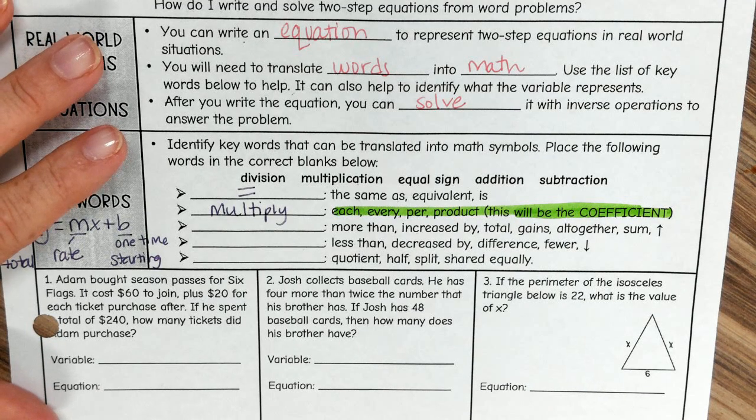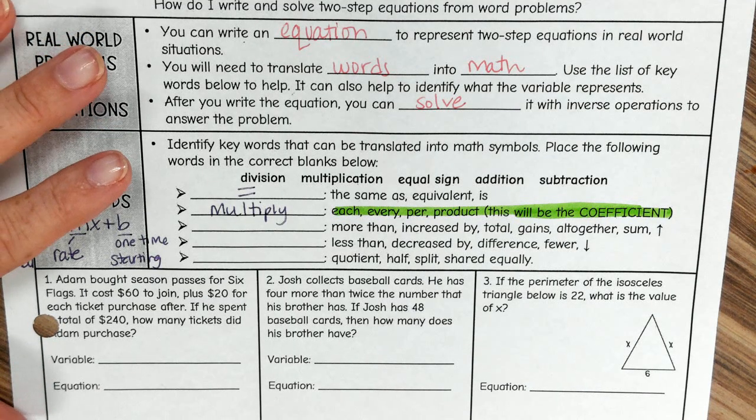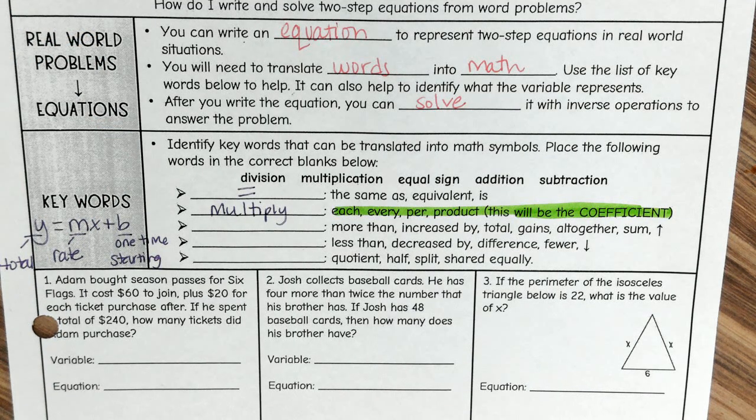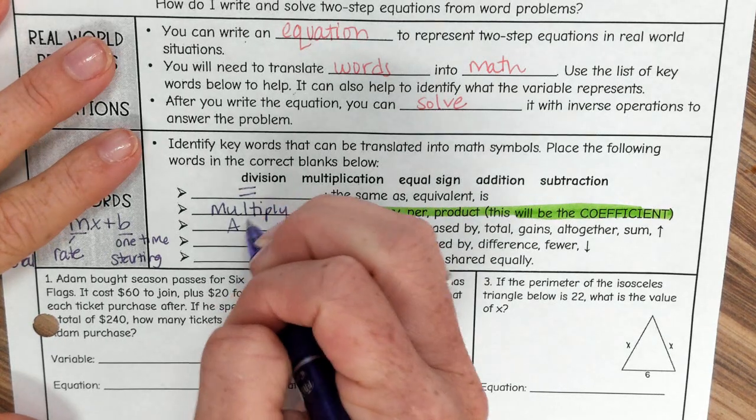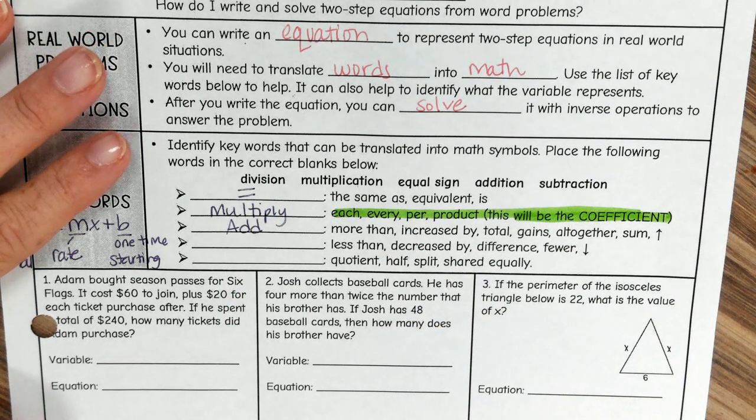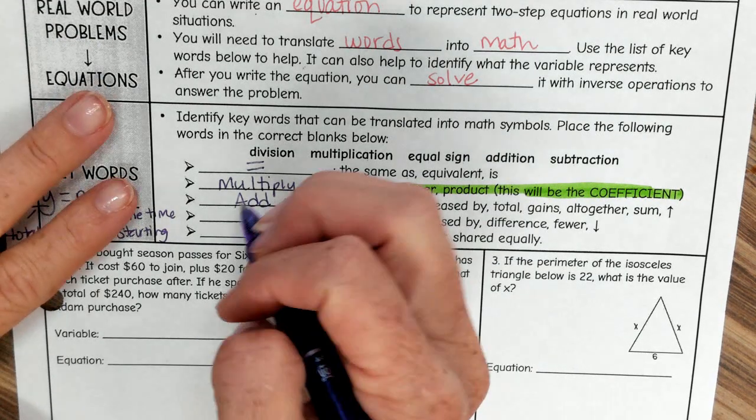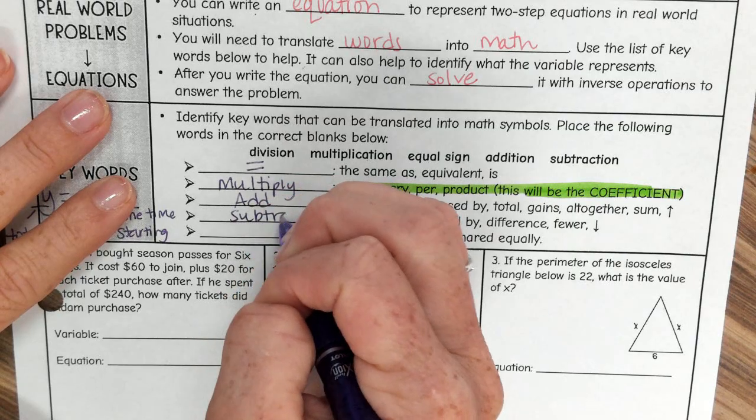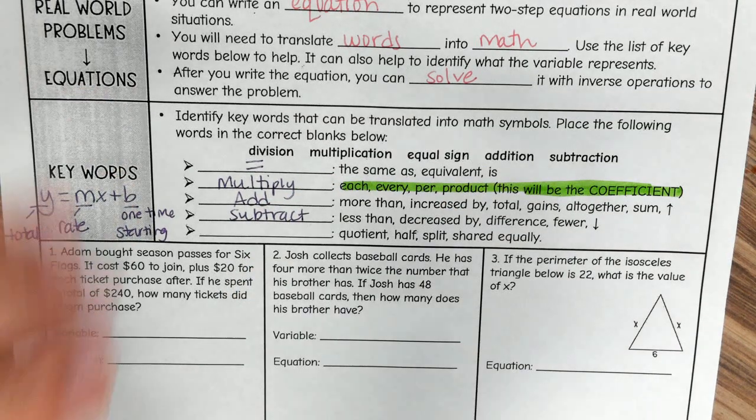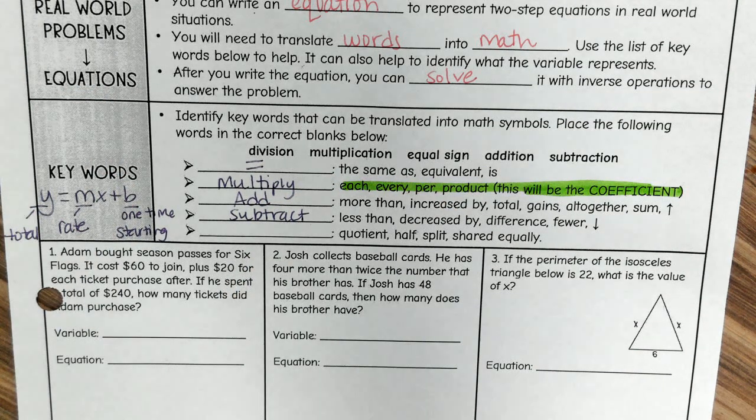The next one's super easy. More than, increased by, total, gains, altogether, sum. That all means to add, or addition, whatever you want to write. The next one's easy. Less than, decreased by, difference, fewer, going down. Subtract. And then the last one: quotient, half, split. It's division, divide.